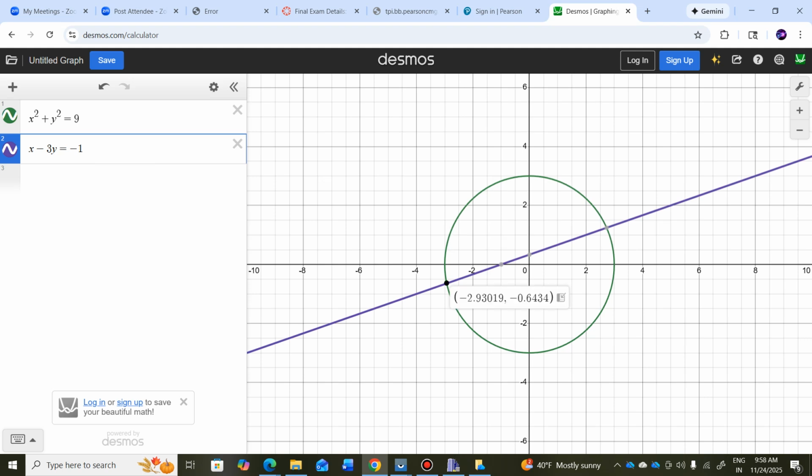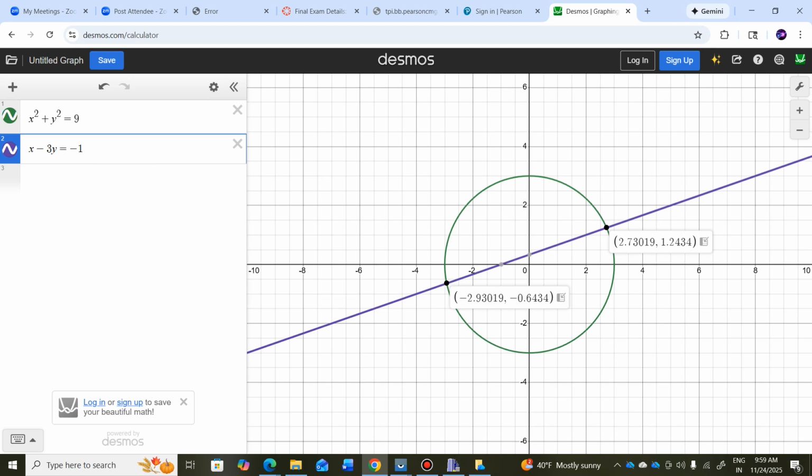And so we can see by graphing it, we have -2.93 and -0.64 as a solution. So -2.93 comma -0.64. And then the other solution on the other side, 2.73, 1.24. Okay, so if x is 2.73 and y is 1.24 roughly, both of these equations are true. And if x is -2.93 and y is -0.64, both of these equations are true.